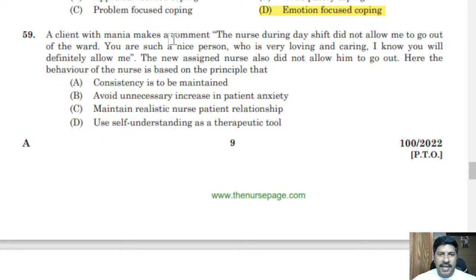Then 59th question. A client with mania makes a comment: the nurse during day shift did not allow me to go out of the ward, you are such a nice person who is very loving and caring, I know you will definitely allow me. The newly assigned nurse also did not allow him to go out. Here the behavior of the nurse is based on the principle that? So the correct answer is consistency is to be maintained. If one nurse does not allow it, that should be followed by each and everyone in that ward.